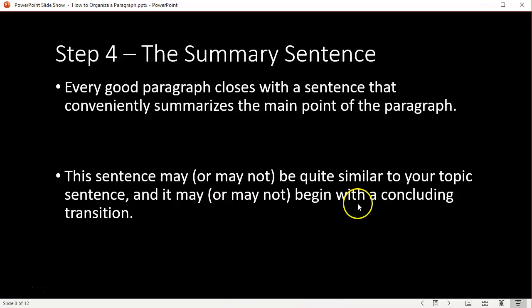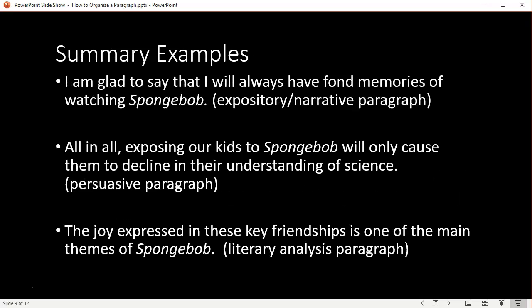It may or may not begin with a concluding transition, something like in conclusion, or in sum, or all in all, something like that. You'll have teachers who are okay with those, you'll have teachers who aren't. I'm kind of in the middle. I think it's a case-by-case basis. If it feels right, oftentimes I'll pop in a conclusion, or an all in all, or an in summary, something like that. If it doesn't feel right, I leave it out. And notice that I used it for some here, and I left them out for some as well.